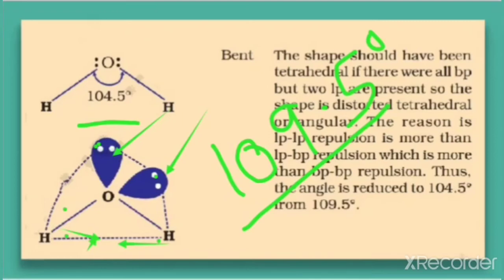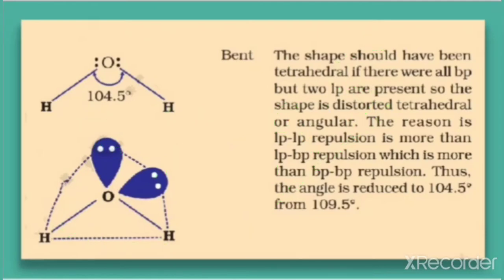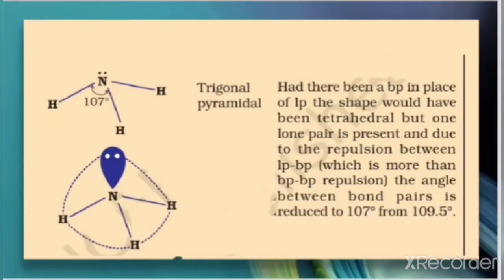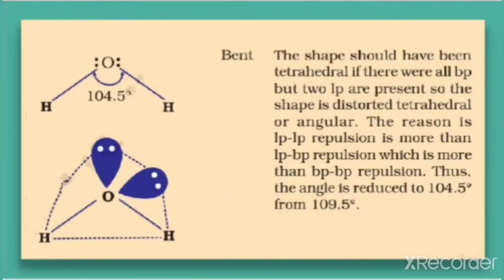So just now we have done ammonia. In the case of ammonia, the angle is reduced to 107 degrees because in ammonia there is only one lone pair. So here there is only lone pair bond pair repulsion and bond pair repulsion. But in the case of water, there are two lone pairs, therefore lone pair repulsion also takes place, along with lone pair bond pair repulsion and bond pair repulsion. So because of the greater lone pair repulsion, the angle gets reduced to 104.5 degrees.